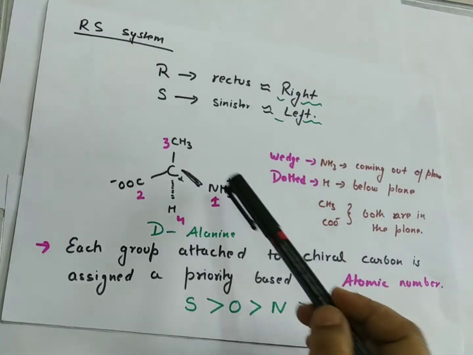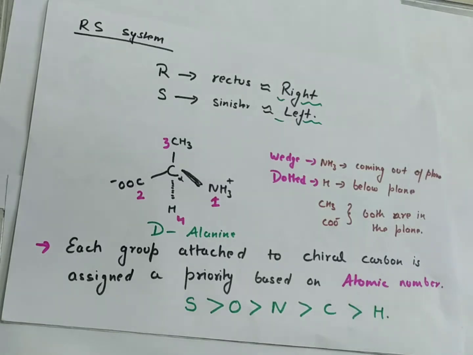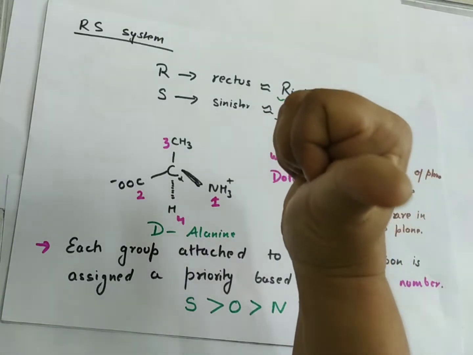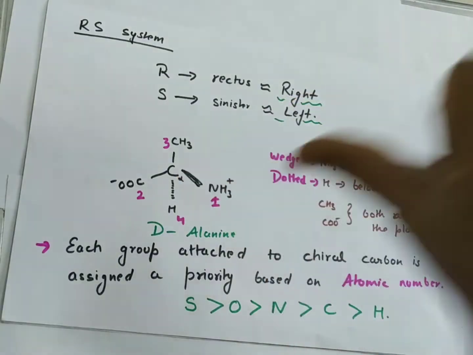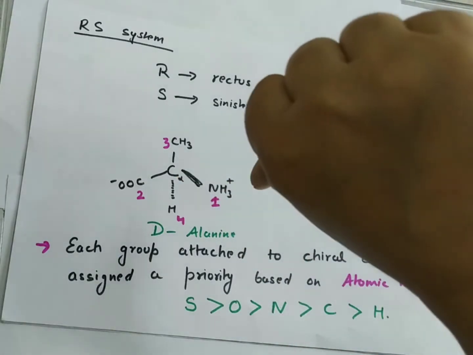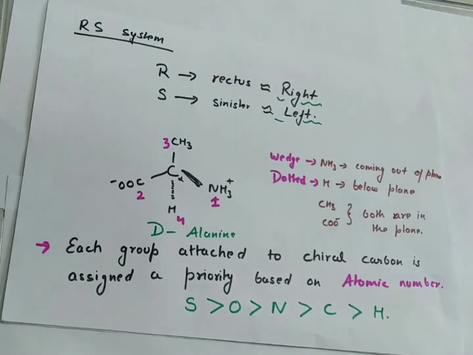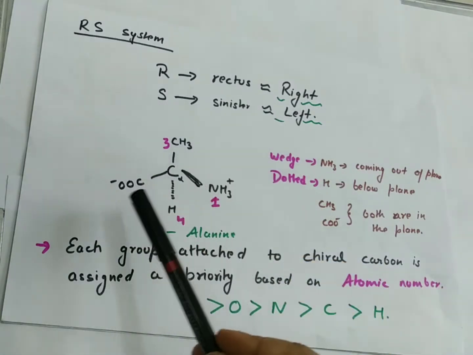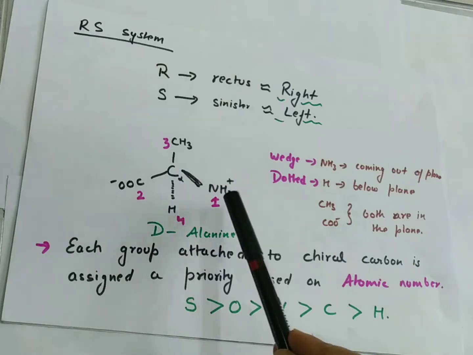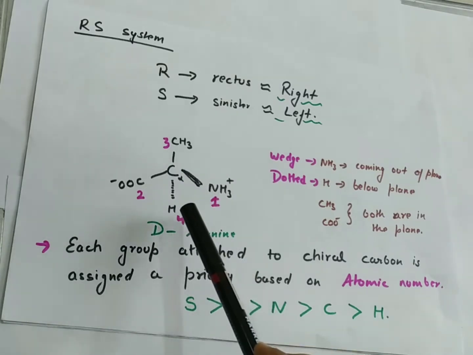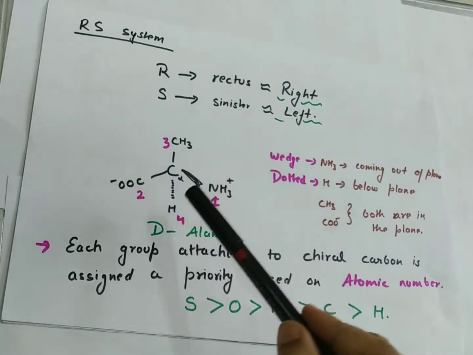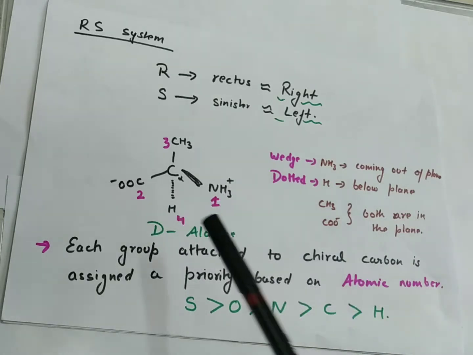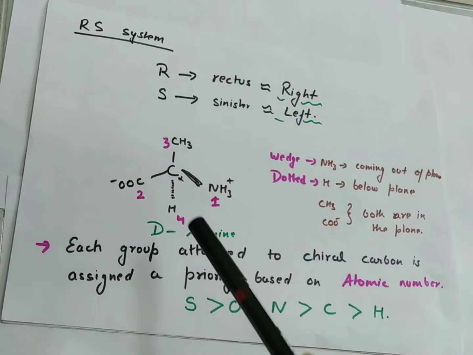This NH3, which is shown by the wedge line, is protruding out of the plane. H is below the plane, it is down the plane. And this CH3 and COO are in the same plane. They both are in the same plane. This H is below the plane, this amino group is coming out of the plane, and this is the way with D-alanine.